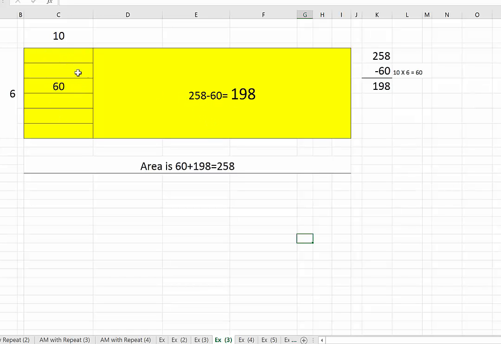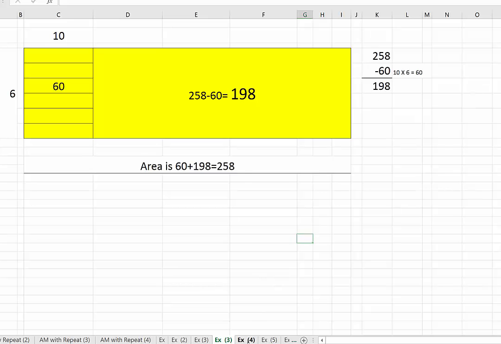So this value of the rectangle is 60. This value is 198. The area is still 258. And we're just going to do a little bit of subtraction over here as we move along, because we did start out with 258. We'll subtract 60, and we now have 198.